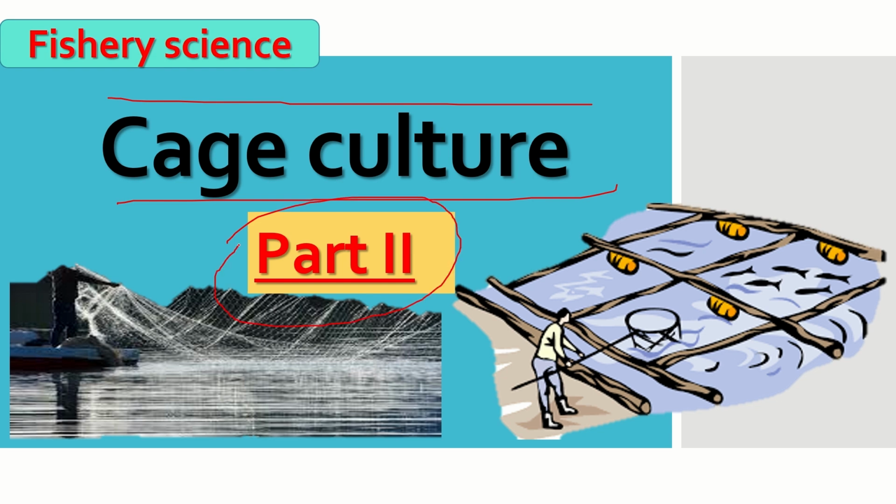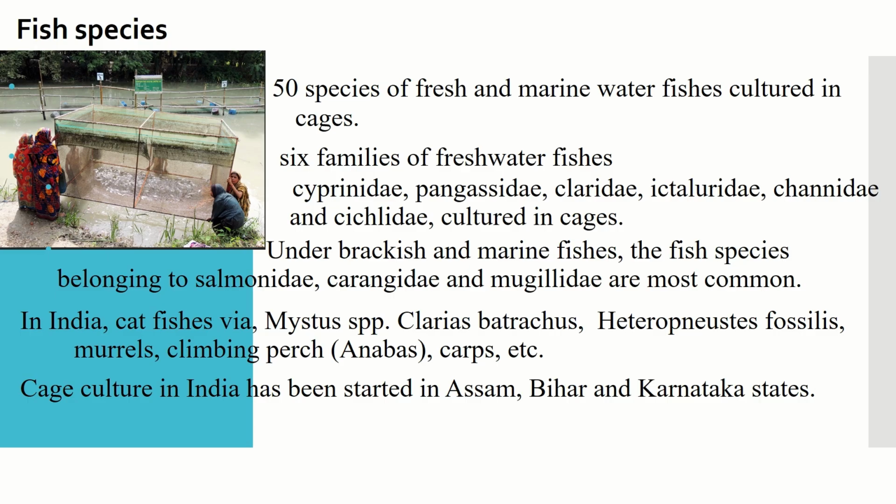So here in this video we will discuss fish species, stocking density, feed, fish production, harvesting period, advantages and limitations of fish culture in cages. So first of all, fish species. Which type of fish species are grown in that particular cage type of fish culture?